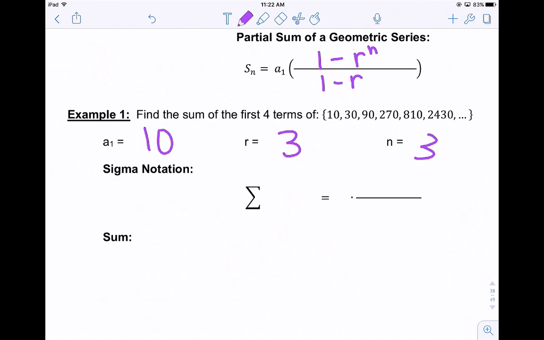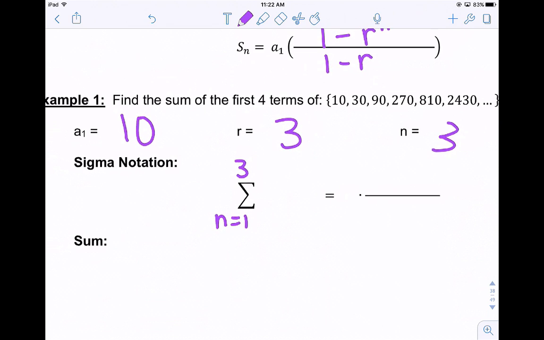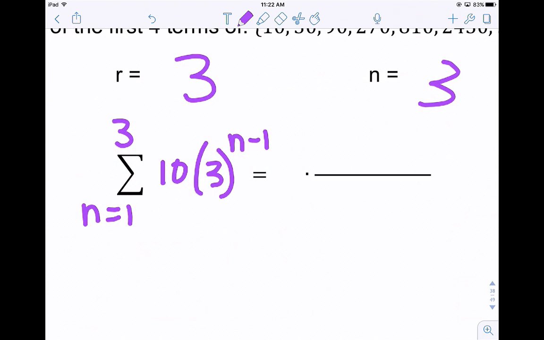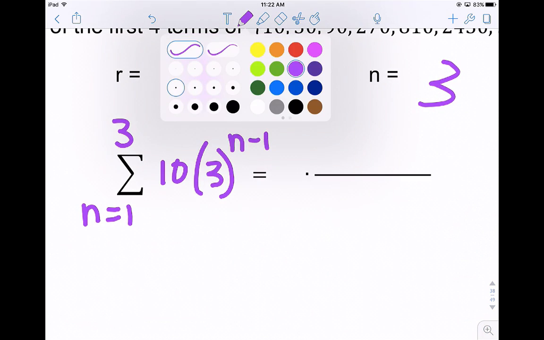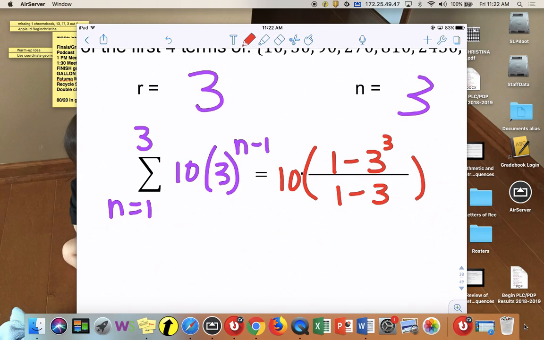All right, how to write the sigma notation. Start at the first term, go to the third term. The first term is 10. It's being multiplied by 3 every time to the n minus 1 power. Let's plug into our formula, our new formula. That would be first term, 10, times 1 minus the ratio to the third power over 1 minus the ratio. When I type that in, I use a lot of parentheses.